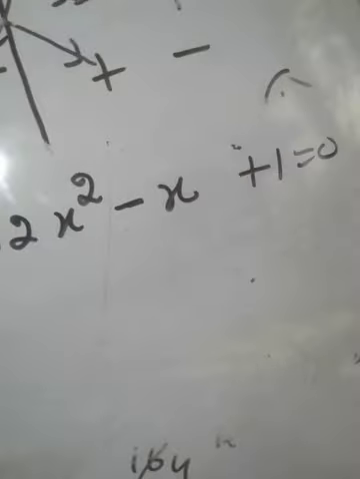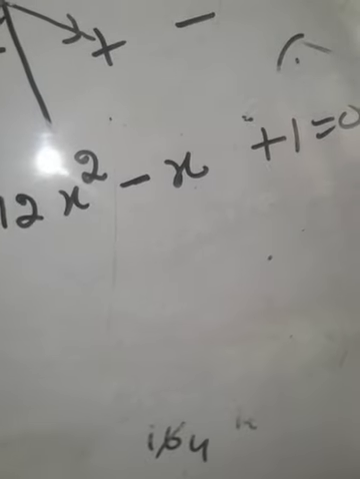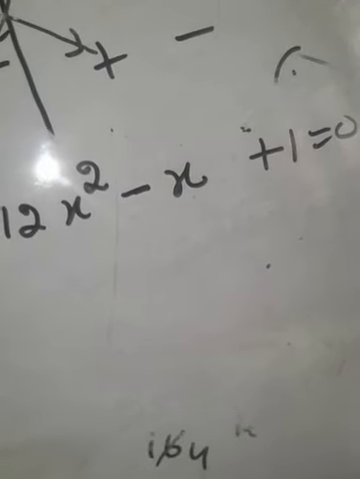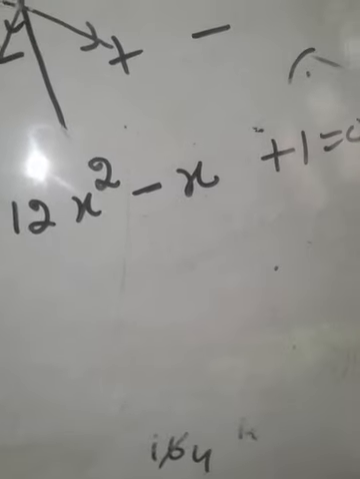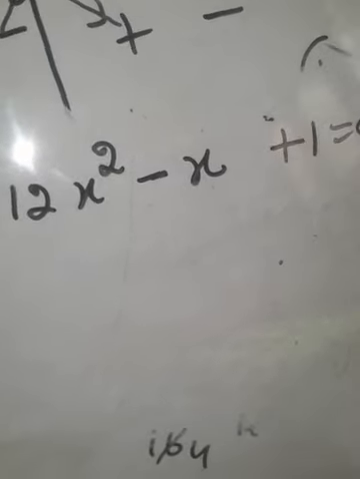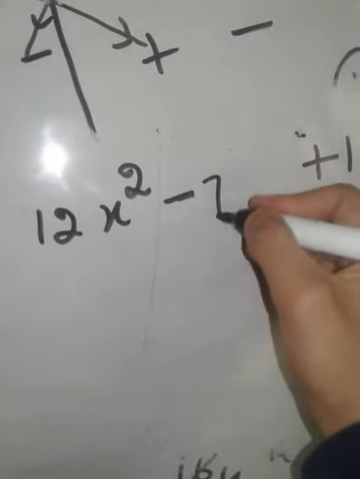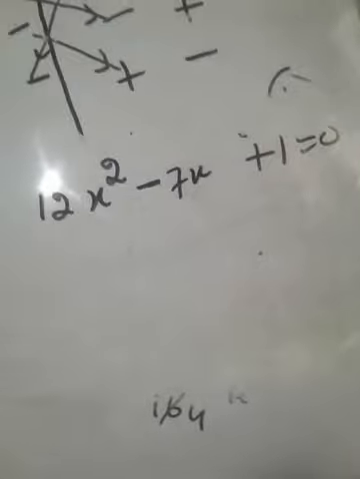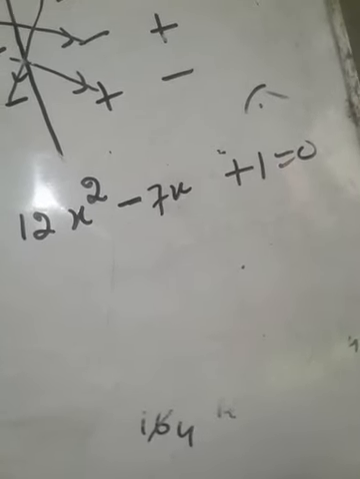Whether it is a quadratic polynomial or a quadratic equation, the procedure is the same. So 12x square minus x plus 1 equals 0. Sorry, it is here. I'm sorry, it is minus 7x. 12x square minus 7x plus 1 equals 0.